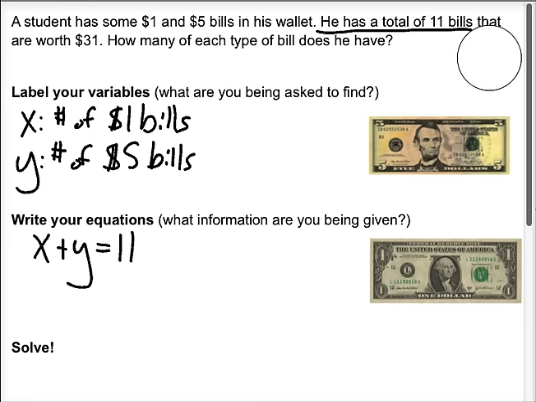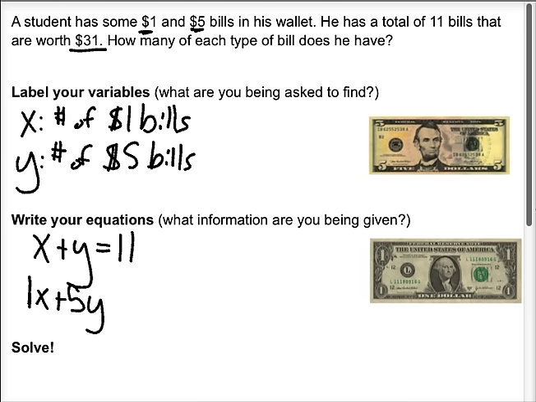Now let's look at the value, the money part. So there are $1 bills, $5 bills, and they total to be $31. So for the $1 bills, how much they're worth will be what each one is worth times how many I have, just like before when we were talking about the fruit. Same thing with the $5 bills. Each is worth $5, and if I have y of them, that means total they're worth 5y. And all together, I have $31.